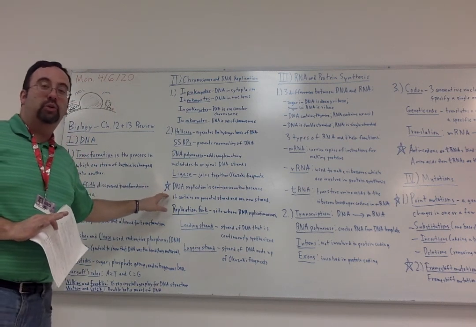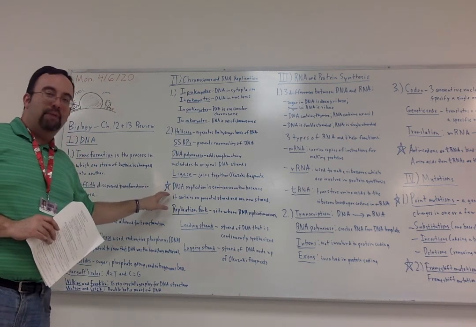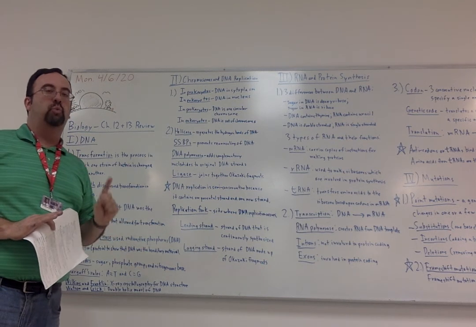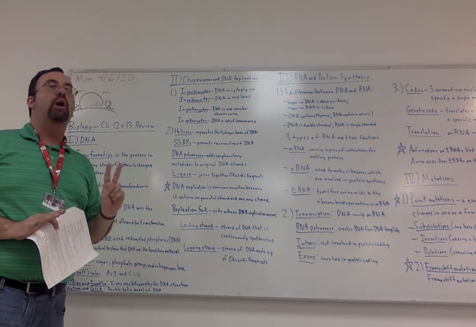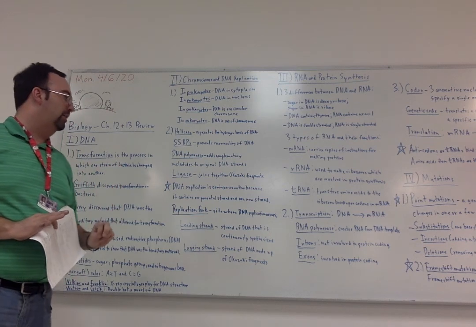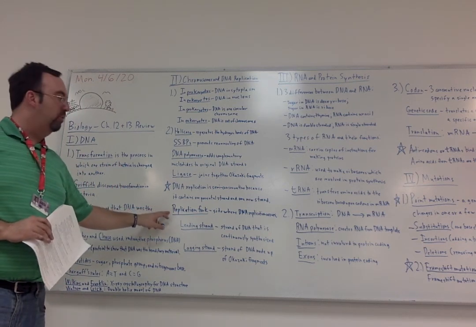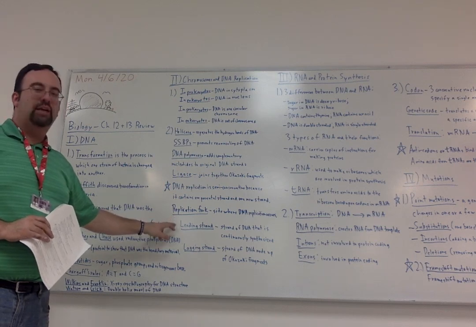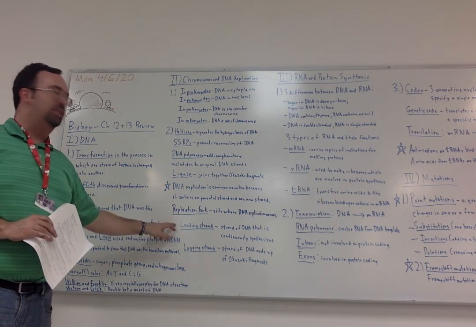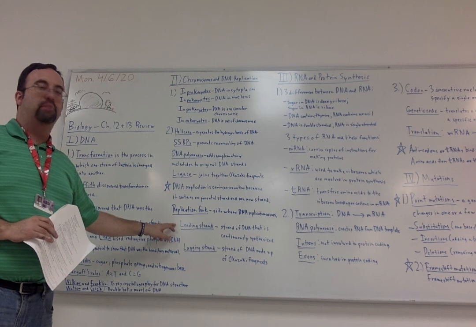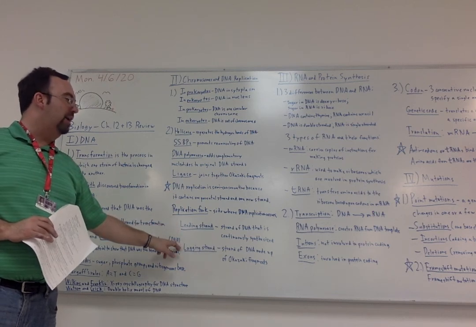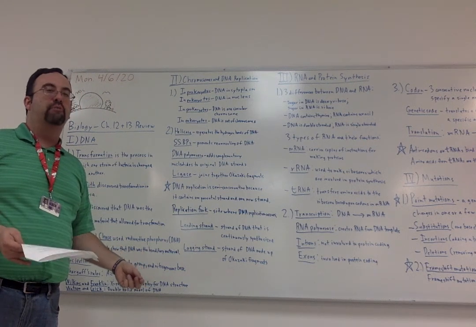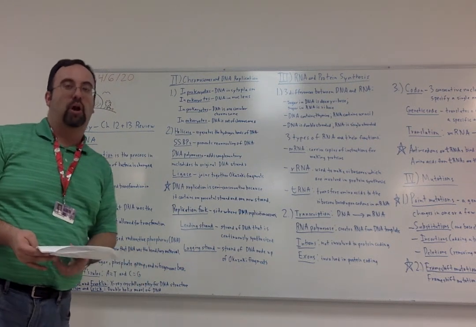Here's one of the short answer questions. DNA replication is semi-conservative because it contains one parental strand and one new strand. All right. The replication fork is the site where DNA replication occurs. The leading strand is the strand of DNA that is continuously synthesized in one long piece. The lagging strand, as the name might suggest, lags behind the leading strand, and it's made up of Okazaki fragments.